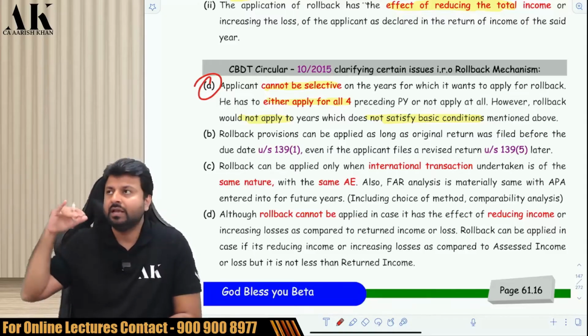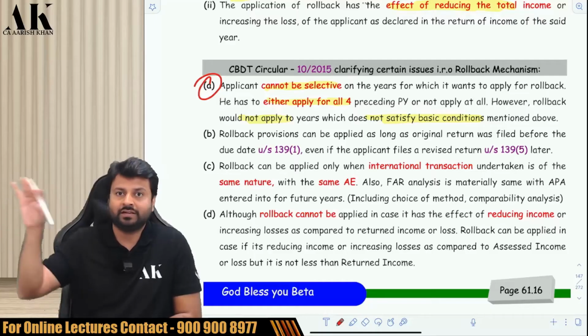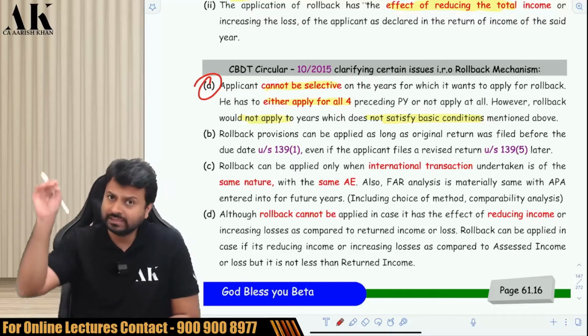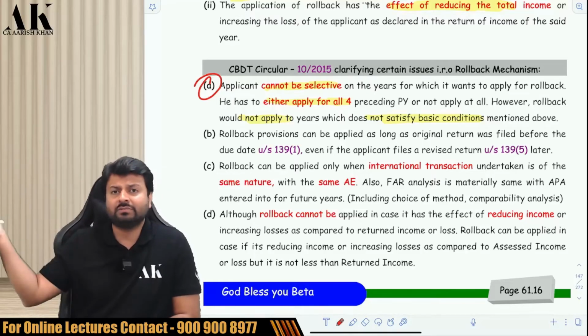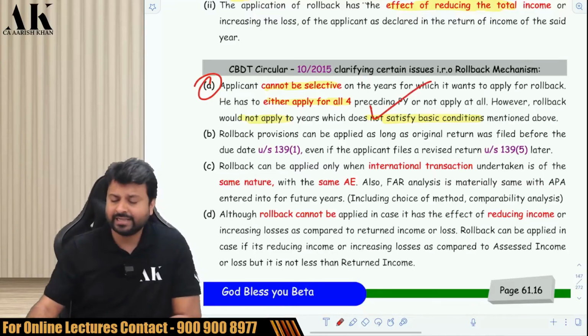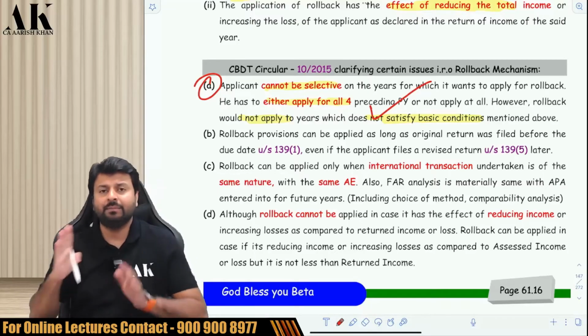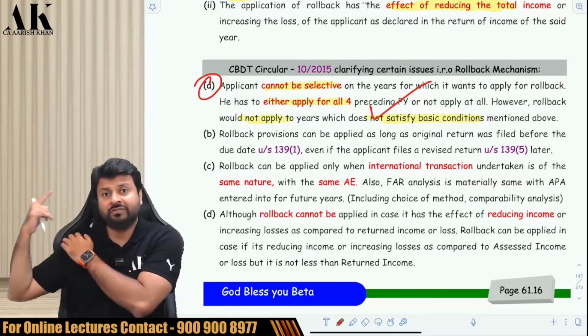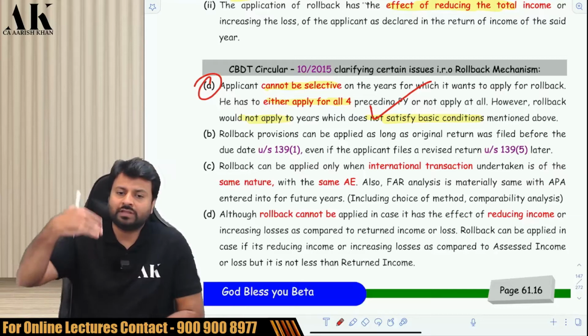Now what if he does not satisfy the basic conditions in some of the years? Say for example, out of the 4 years, in some year he has not filed the return on time, or in some year he does not have the same international transaction, or in some year he has not filed the report in Form 3CEB. Can he go for the remaining 3 years? Yes, in that case he can go for the remaining 3 years. By default, the applicant has to make an application for all the years, but if in some of the years he has not fulfilled certain basic conditions, then he can go for the remaining years.